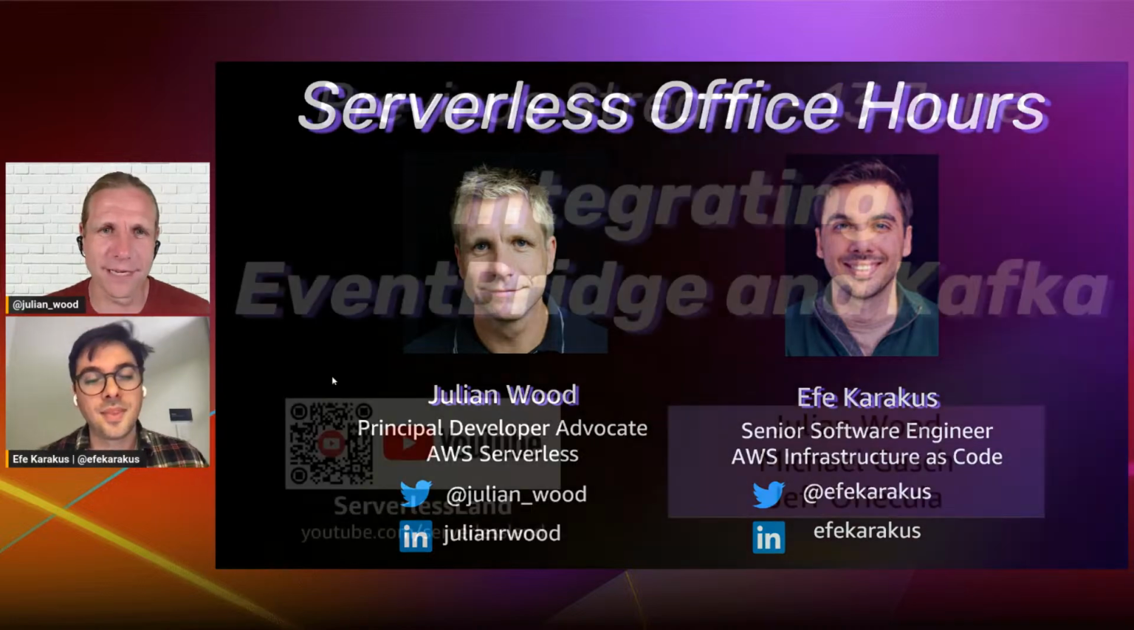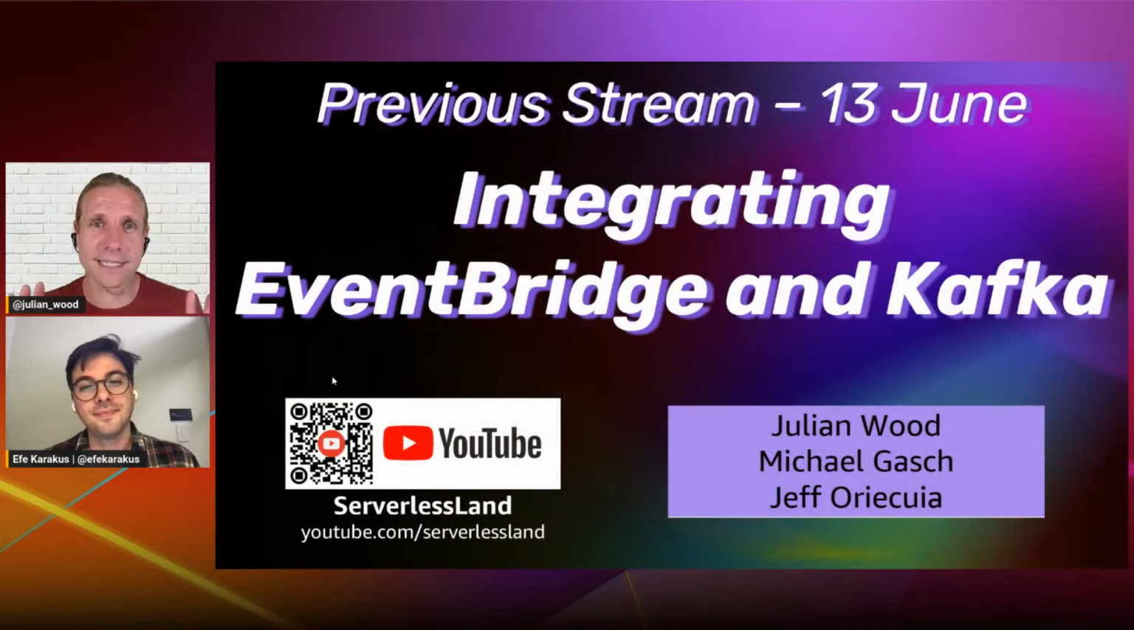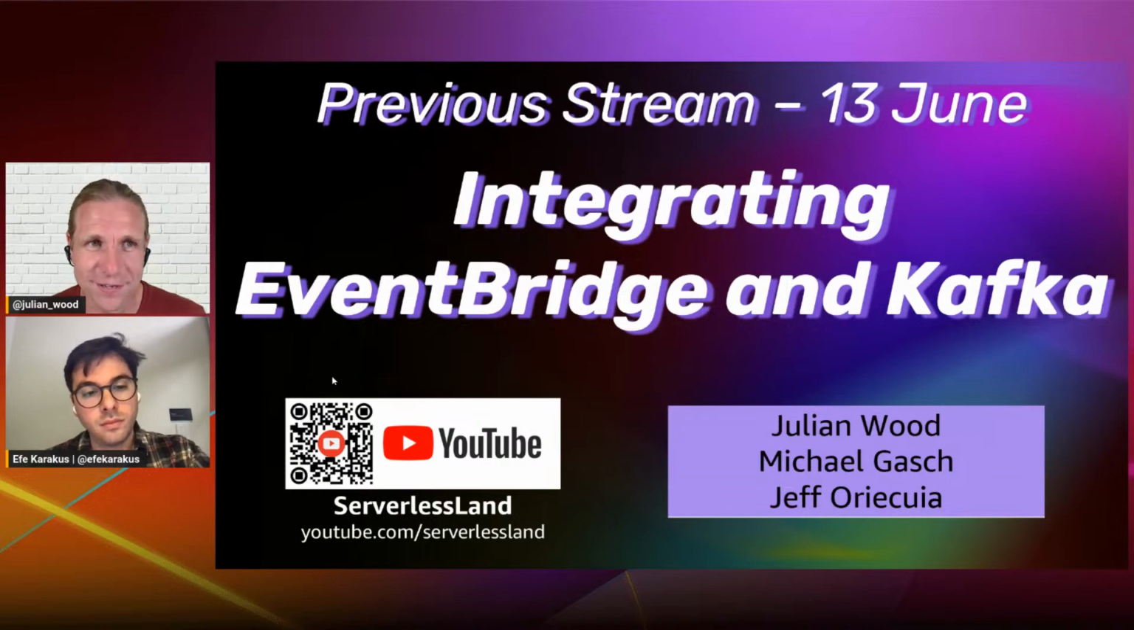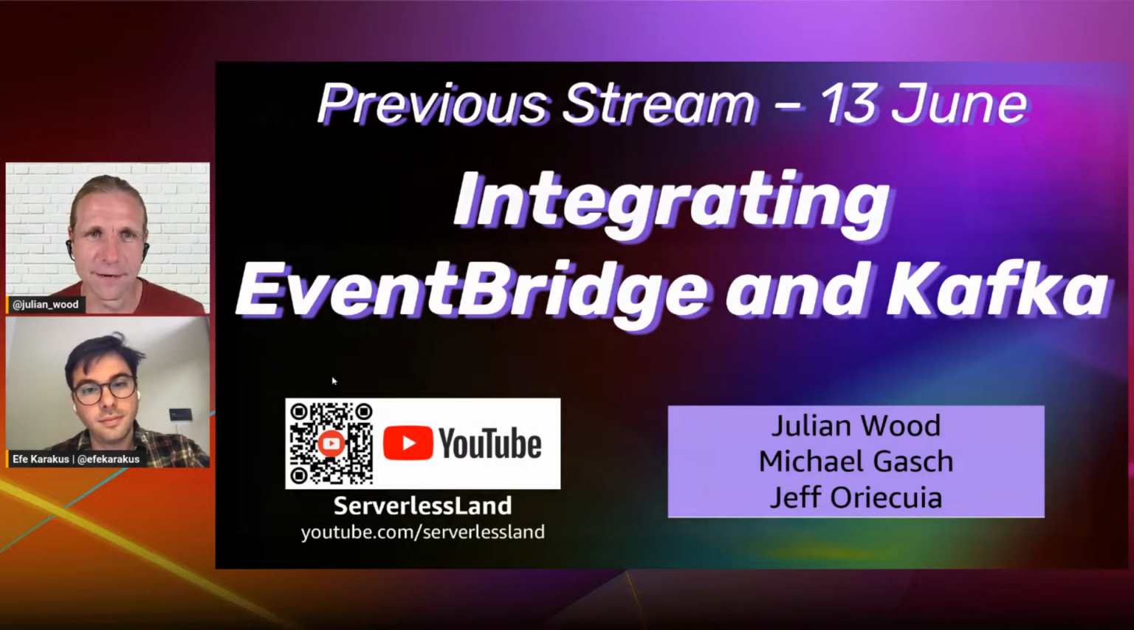Well, fantastic. We're obviously going to be talking a lot more about Copilot, but just looking back over the past week of AWS serverless, the stream last week had Michael Gash and Jeff Oriokuya talking about integrating EventBridge and Kafka. This is a really interesting stream. If you are using Kafka in your on-prem environments, or you're running it on AWS or via MSK, which is managed streaming for Kafka, it's a really good way that you can integrate Kafka and EventBridge, with a really good demo. So catch that and all other previous Serverless Office Hours episodes on Serverless Land, the YouTube channel.